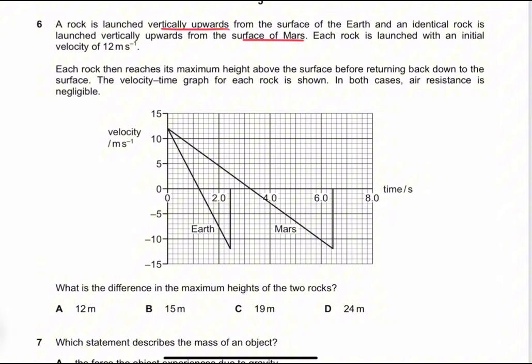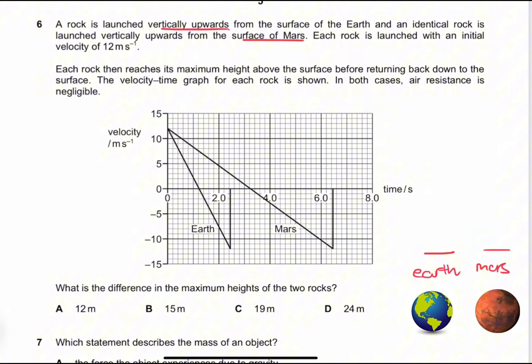Moving on to question number 6, we've been given a rock that is launched vertically upwards from the surface of the Earth and an identical rock that has been launched from the surface of Mars. As you can see here, we have this ball that has been launched on Earth, and we also have this ball that has been launched on Mars. Very important: this one has been launched upwards, and that one has also been launched upwards. We want to find the maximum height that it reaches.